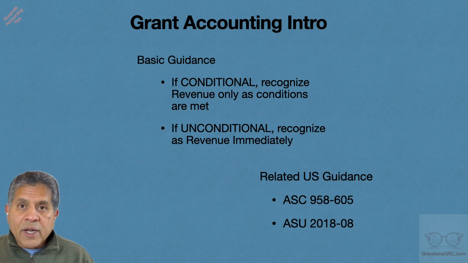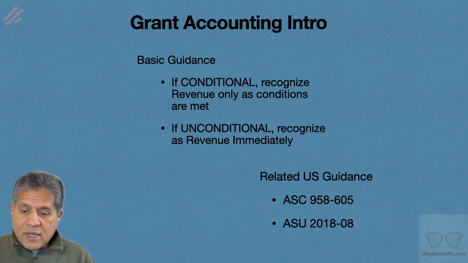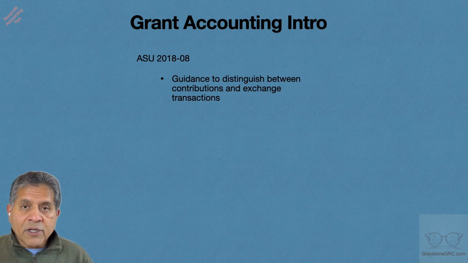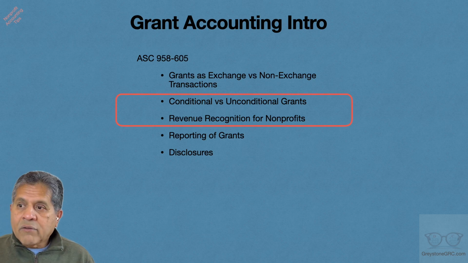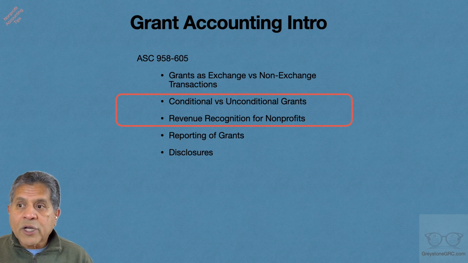Now, the US guidance related to this is here on the bottom right. It's ASC 958 and ASU 2018. Now, ASU 2018 focuses specifically on distinguishing between exchange transactions and contributions, just to make sure that we understand what that means. We're not going to cover that in this video. In this video, we're going to focus on only two of the five things that make up ASC 958, and that's conditional versus unconditional grants and revenue recognition for nonprofits in these situations.